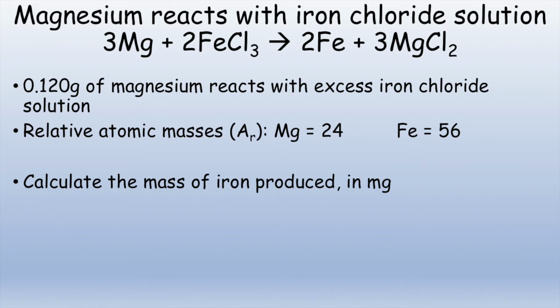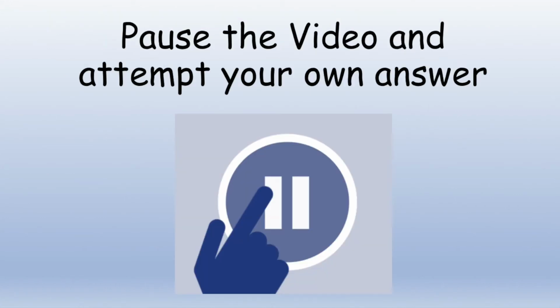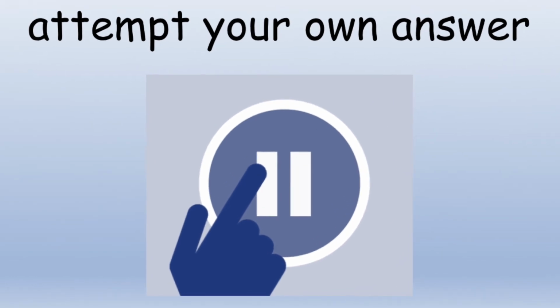0.12 grams of magnesium reacts with an excess of iron chloride solution. It gives you the relative atomic masses. Now, calculate the mass of iron produced in milligrams. Pause the video now.